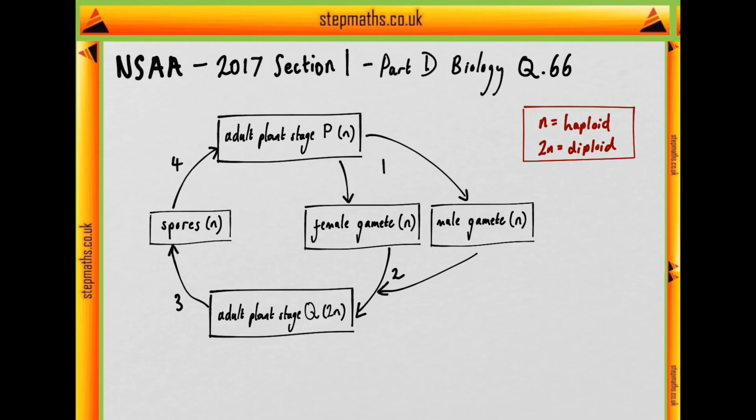Well, this diagram suggests that there are two plant stages. At one stage it is diploid, at the other it is haploid. And the intermediary to get between the diploid and haploid stage is the generation of spores.